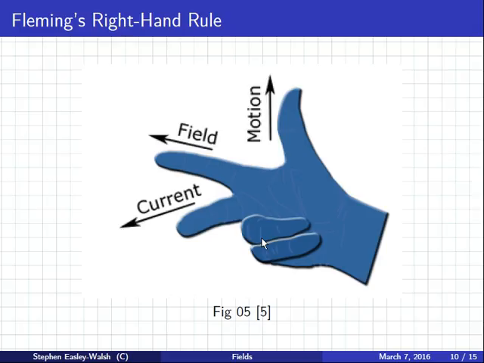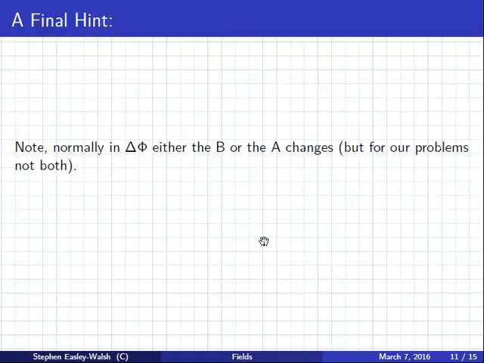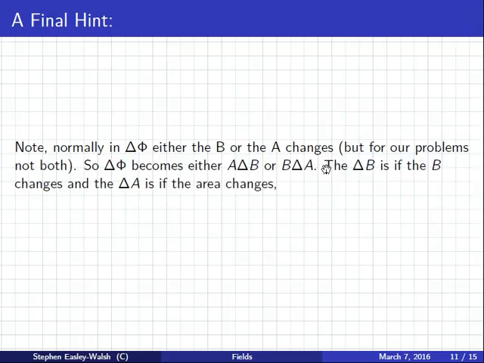And then another final hint. When the flux changes, it can change two ways: either the B changes or the area changes, because remember flux is BA. For our problems, usually we don't have to deal with both changing, which is good. So we either have area multiplied by the change in the density, or density multiplied by the change in the area. The change in density is if the B changes, and the change in area is if the area changes. Now what exactly does that mean?